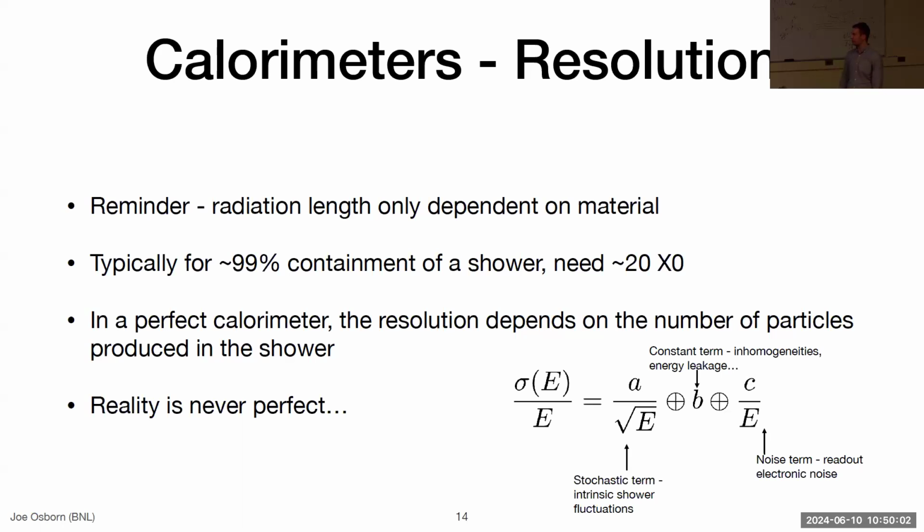or build of your calorimeter. Of course, reality is never perfect, so you have other terms that are relevant in your resolution, like this constant term, which comes about due to inhomogeneities in your calorimeter. Maybe you have some boundaries where you're missing readout electronics or something like that, so you have some light that escapes. This would be considered energy leakage. These kinds of effects go into this constant term. And then there's a third term that is related to noise, like readout electronic noise. And this goes as 1 over E.